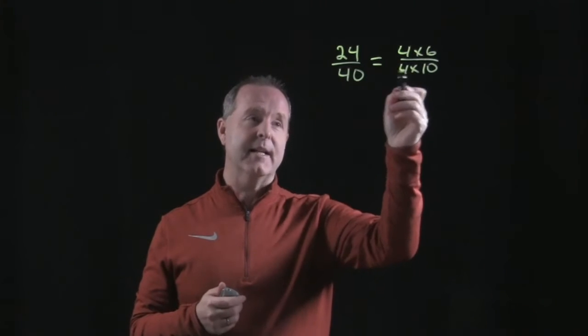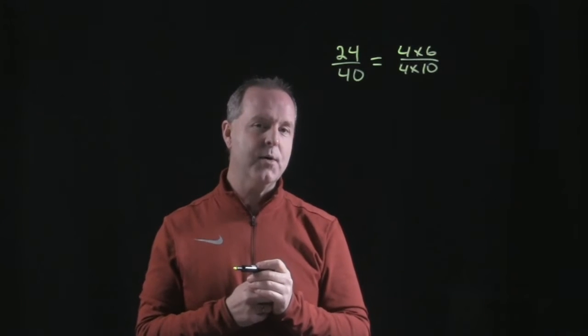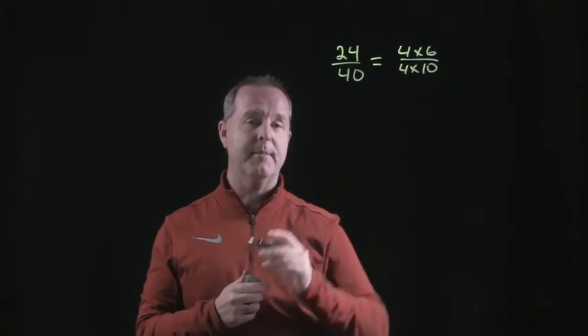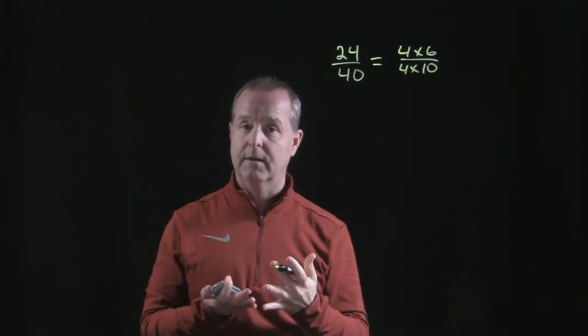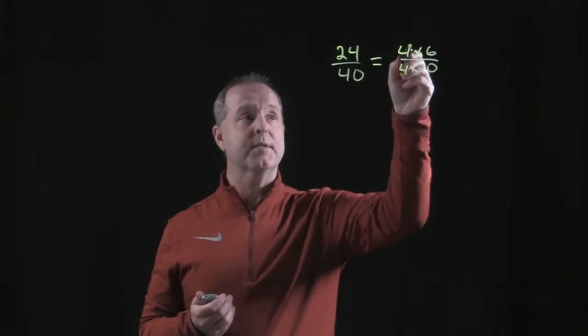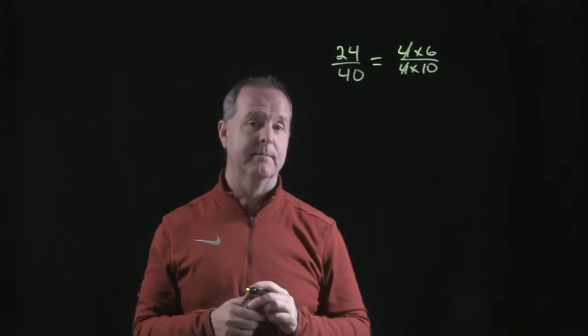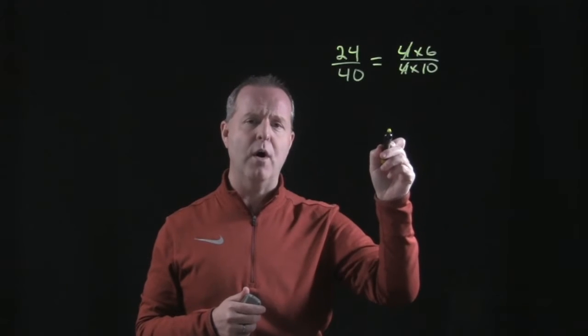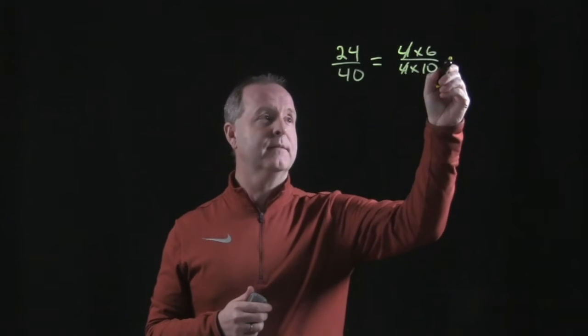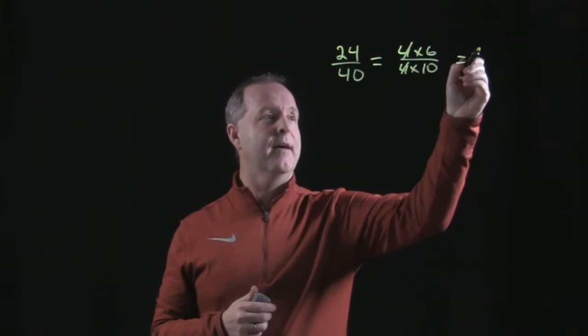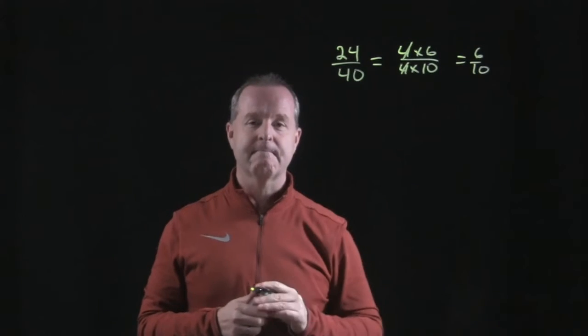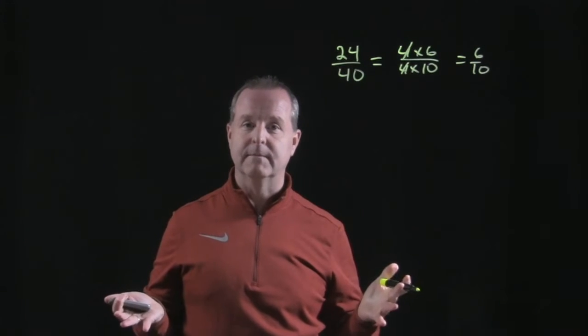When that's the case, I notice that both in the numerator and the denominator, there's a common factor. And that means I can factor those out. I can eliminate them. They're kind of a clever version of 1. What's left is 6 over 10. Now it's simplified. Now it's reduced.